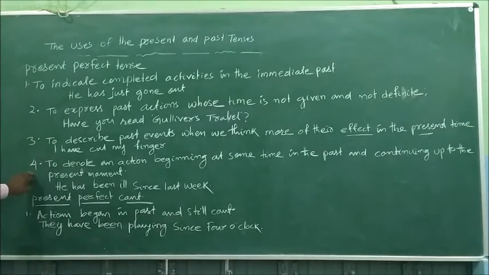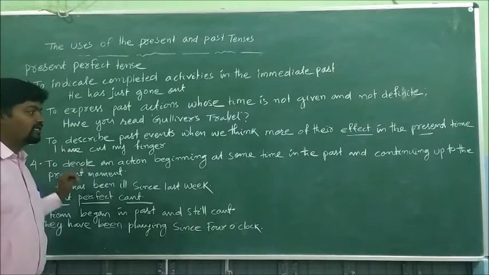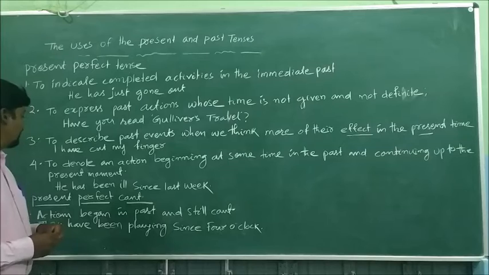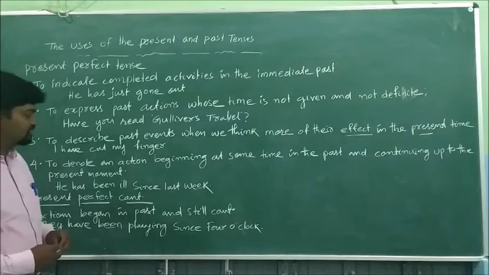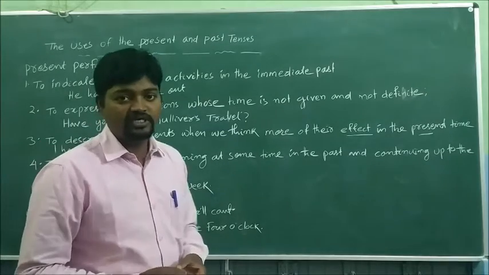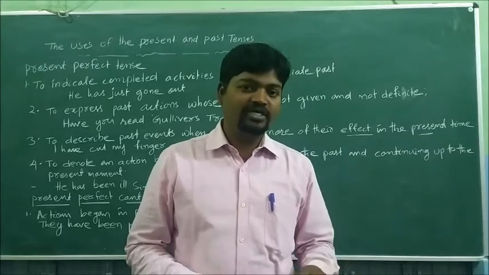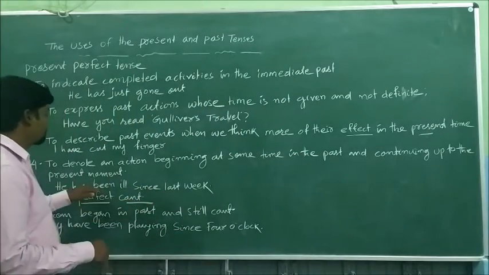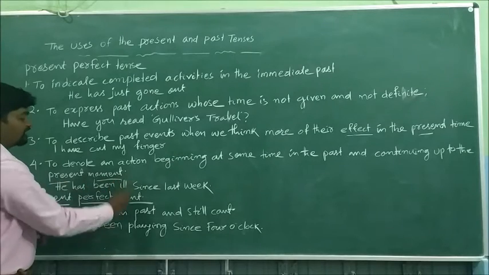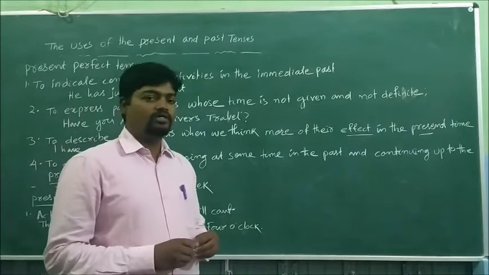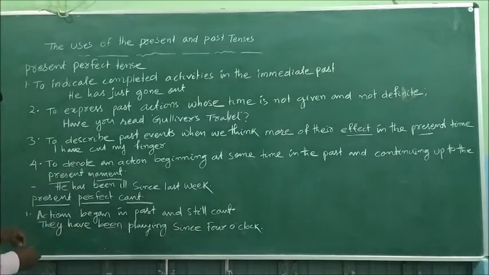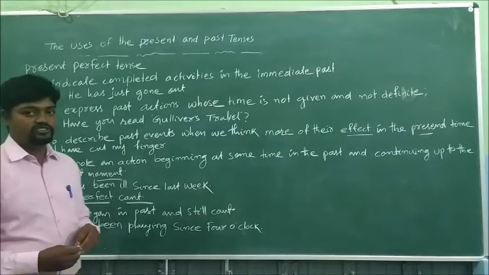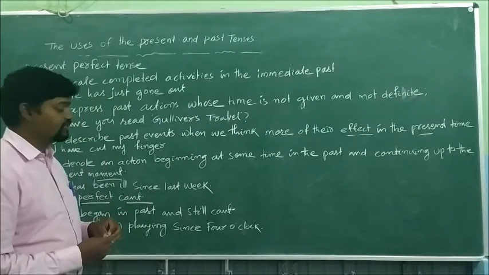Example 4. To denote an action beginning at some time in the past and continuing up to the present moment. Example, he has been ill since last week. Suppose the person, you or I or somebody, has been sick since last week and the effect is up to the present moment. That means he is sick till now. In this case, we have to use present perfect tense. Next, we will start present perfect continuous tense. I hope all of you understood the present perfect tense.